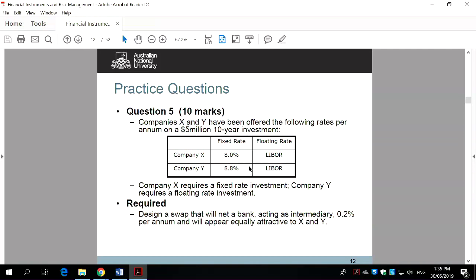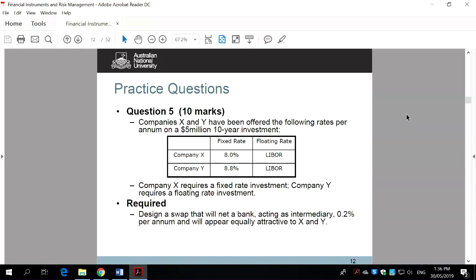Right? So the way you read this table is that for company X, the highest possible fixed rate of return company X can get is 8% per annum, and the highest possible floating rate of return company X is able to get is the LIBOR rate. Right? So this is how you read this table. What company X really wants is a fixed rate of return, and what company Y really wants is a floating rate of return. So the question says, design a swap that would net the bank as the intermediary 20 basis points commission, and would appear equally attractive to company X and Y.